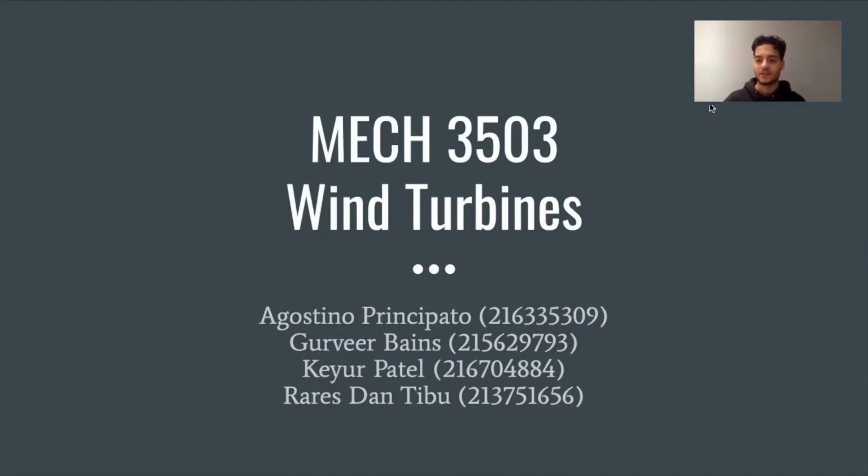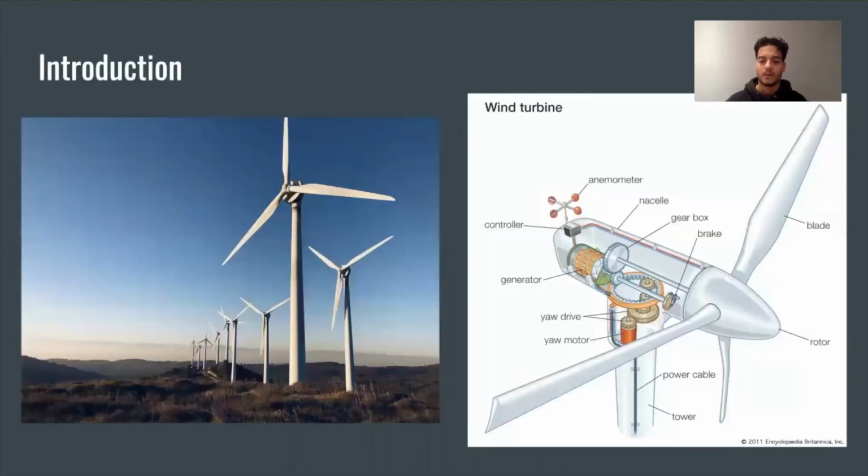Hi, this is MEC 3503, and the multi-component device that this report analyzes is a wind turbine. A wind turbine is a renewable energy device that converts the wind's kinetic energy into usable electrical energy that provides electricity to cities and homes all over the world without producing greenhouse gases. Wind turbines come in a large variety of shapes and sizes and generate various amounts of electricity.